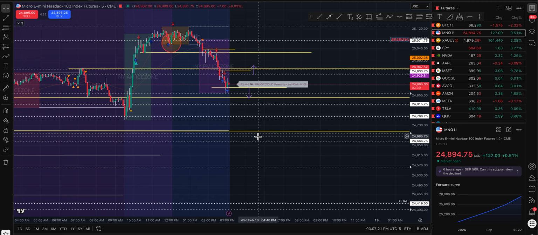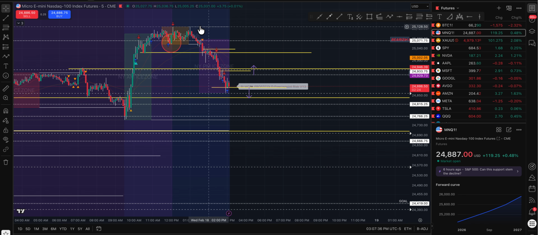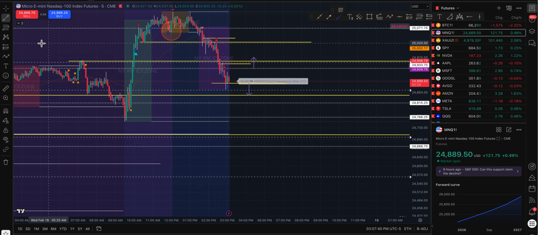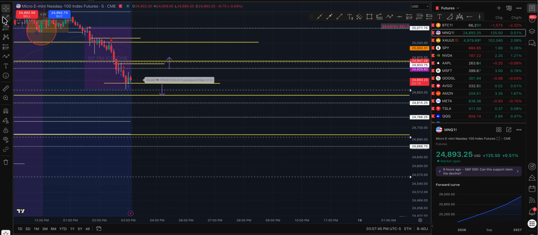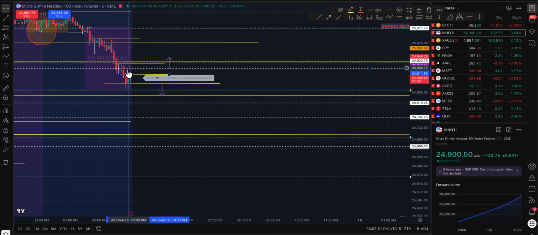So let's see. It's 2:07 at this point. I'm not sure how much more momentum this is going to give us for today. But I am showing here that it don't really want to go up here or down here.